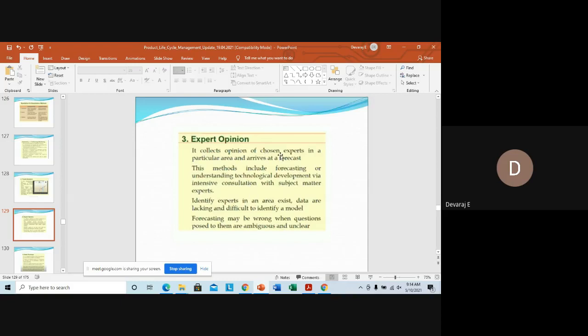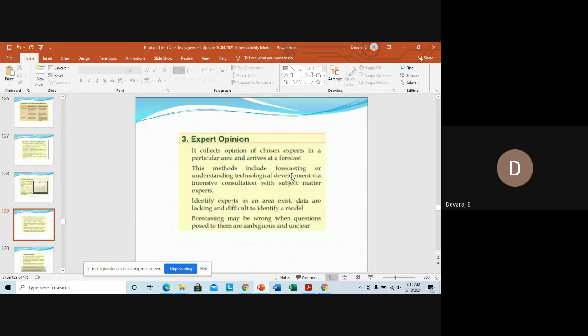It collects the opinion of a chosen expert in a particular area and arrives at a forecast. I told you, right? Throughout the world, there are people working in the same area, same field. Like the spark plug example, if you go to the spark plug department, someone who has worked on spark plugs for around 20 years. If a company is going for new product development, they will ask the expert who has worked 20 years in the same company. Depending upon his experience, he will tell whether this new product can sustain for this many years or not, like 5 years or 6 years or 10 years. So this is called expert opinion.